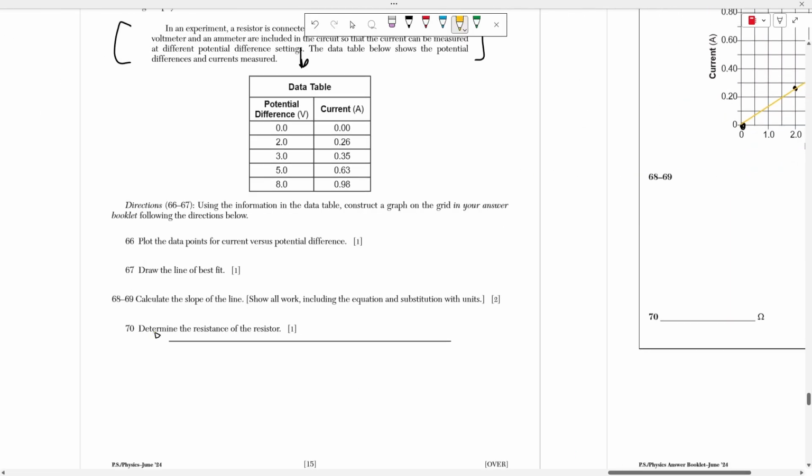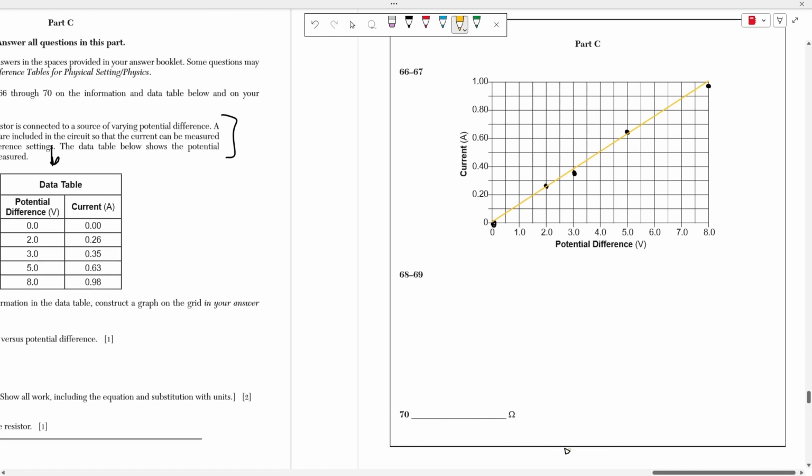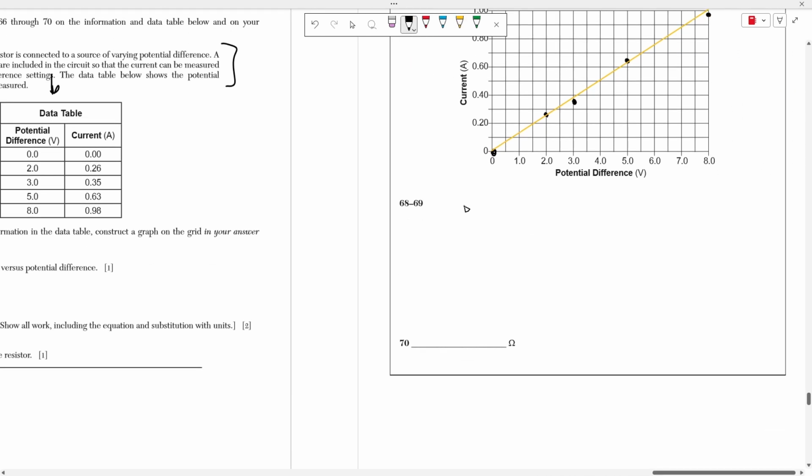So the next part of this question asks us to calculate the slope of the line that we just drew. In this case, we need to show all our work, including the equation with substitution with units. So to show our work, we need to show what the formula for the slope of a line is. And that's going to be y2 minus y1 over x2 minus x1, okay? So I'm going to have to choose points not from my table, but points that my line actually passes through.